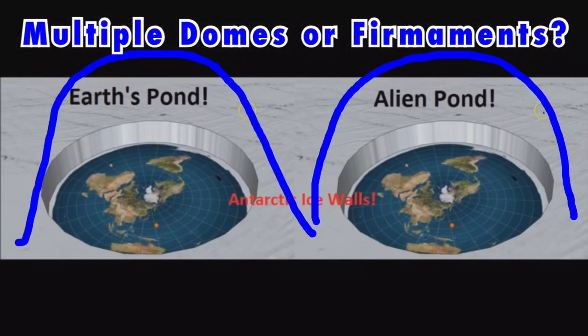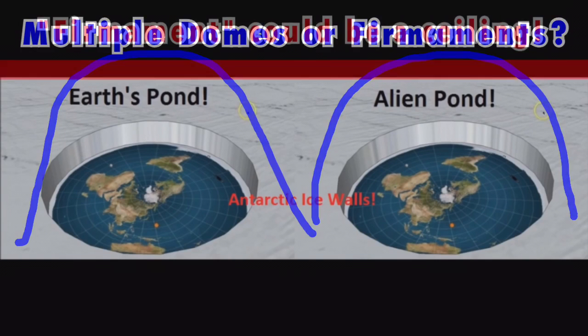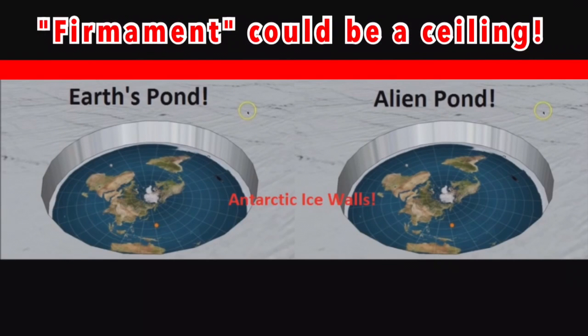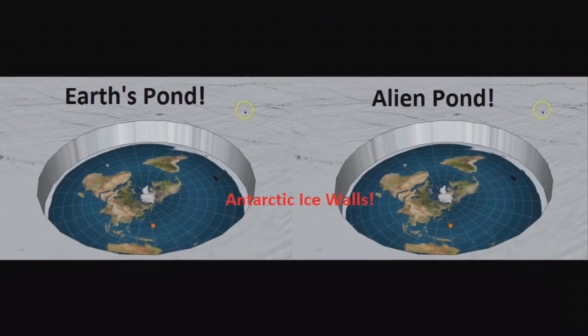Now, just as easily as there being multiple domes or firmaments, what if the firmament is a ceiling? What if the walls extend for an undetermined distance, and there is indeed some sort of roof or barrier above, but the walls go for an undetermined length, so we don't know how far it stretches. So there very well could be like a two-in-one combo. There is a firmament and an infinite plane that stretches for an undetermined amount of space.